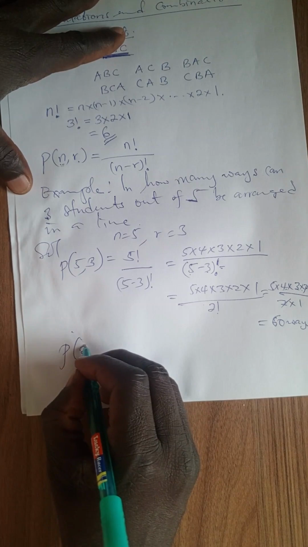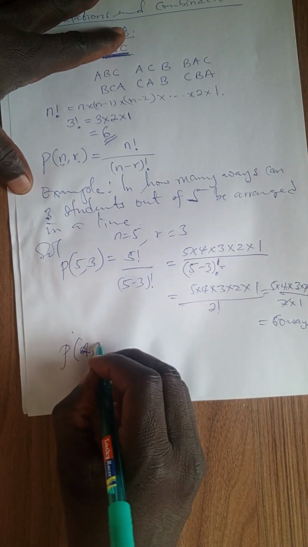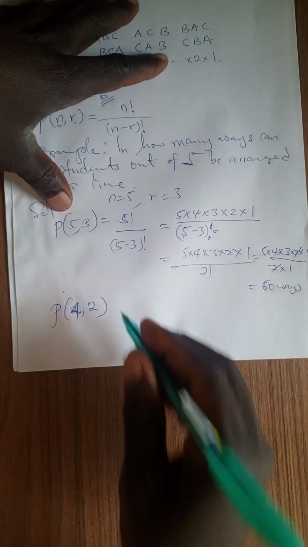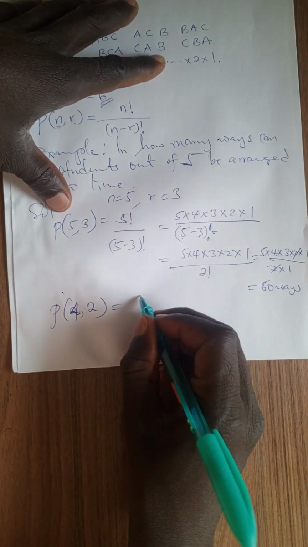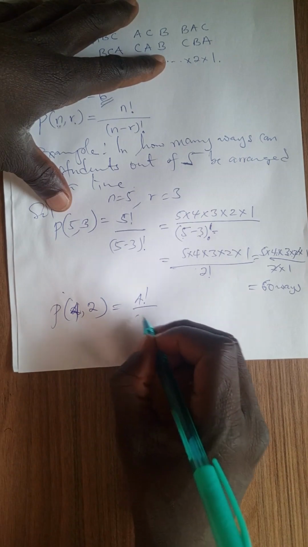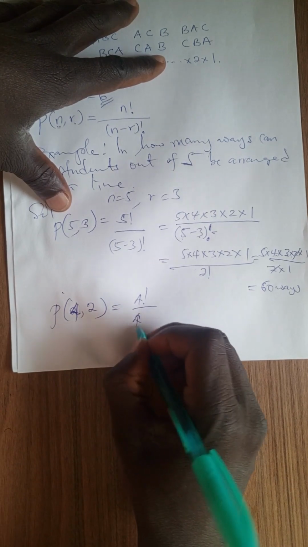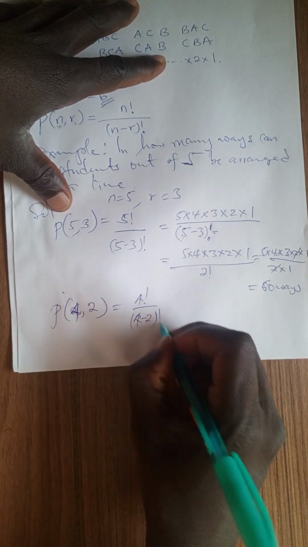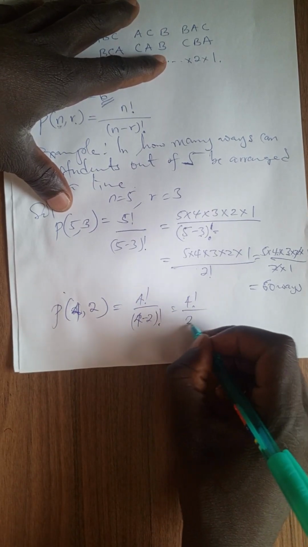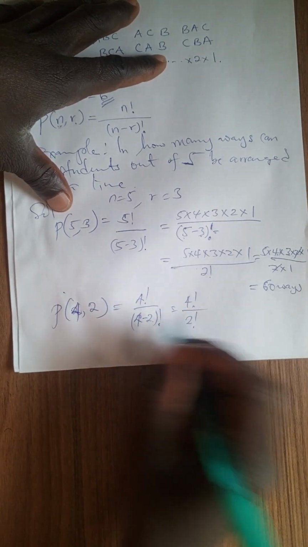You are arranging 2 students out of 4. The number of ways of arranging this is going to give us 4 factorial over (4 minus 2) factorial. And this is equal to what? 4 factorial over 2 factorial, because 4 minus 2 is 2.